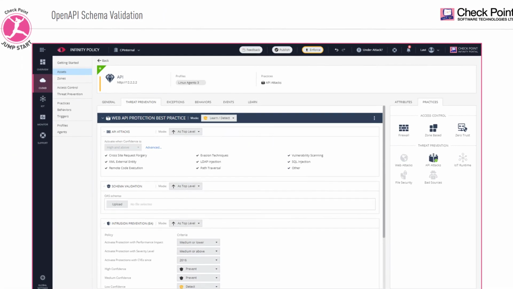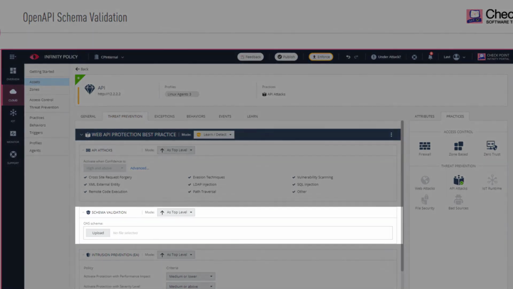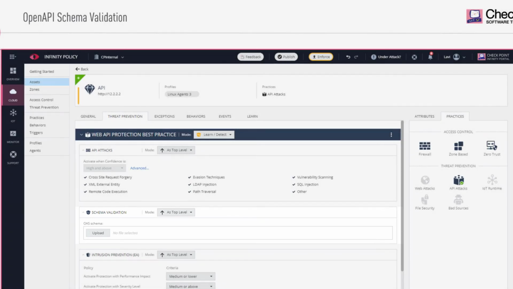AppSec narrows the scope of API attacks by allowing API schema validation. Users can upload their schema, which describes the API functionality of the server. AppSec then makes sure to enforce this schema by ensuring that no one can infiltrate applications via API fields and values that are not explicitly allowed in the schema.